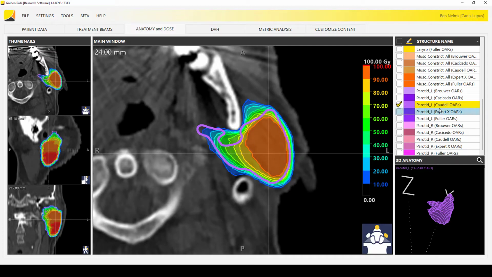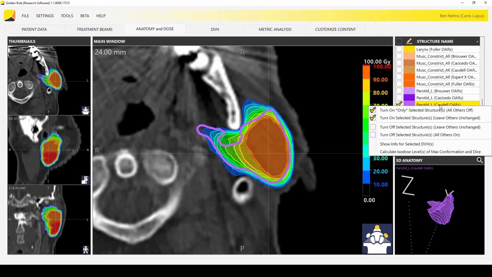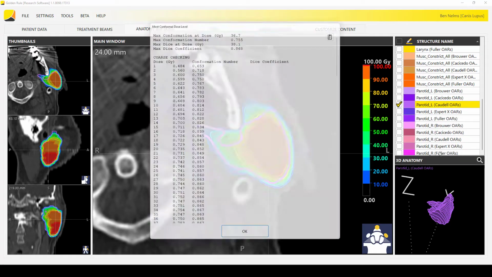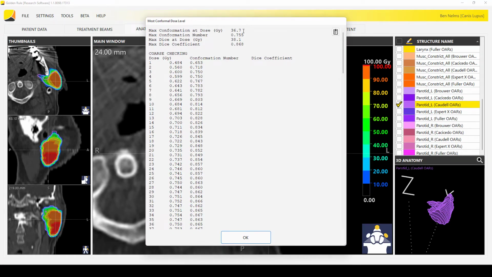But let's do our same calculation and look and see, is there a consensus line that's got decent agreement? Max agreement here is 38.1%. Jotting that down. With a dice of 0.868. So DICE is a measure of overlap. It won't tell you where they're different, how far they're different.